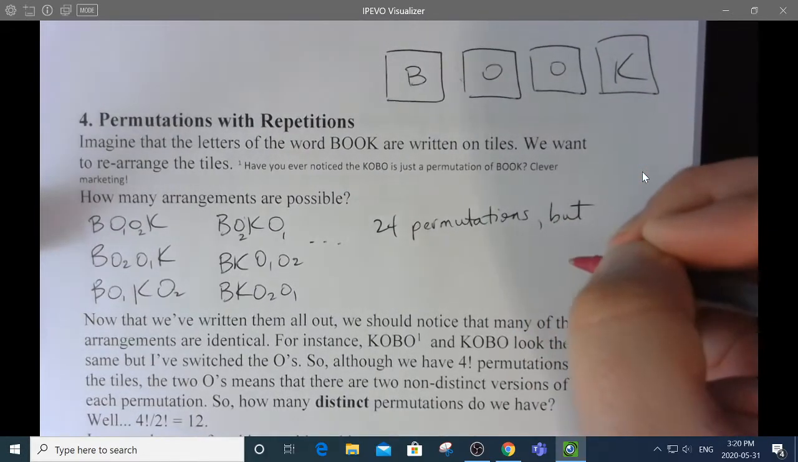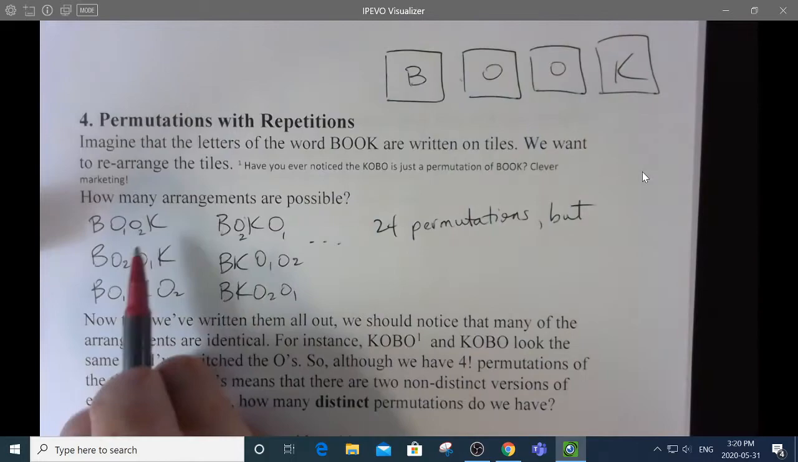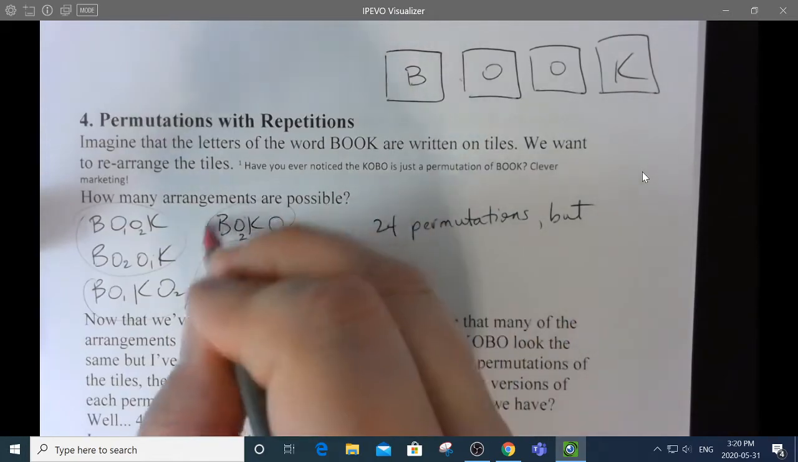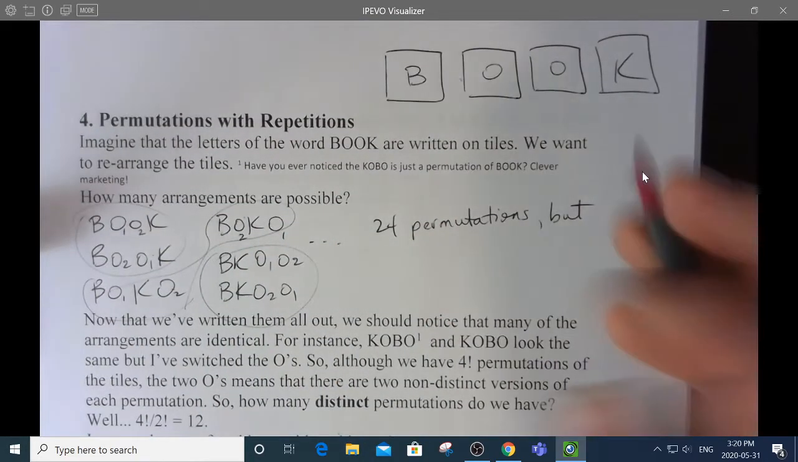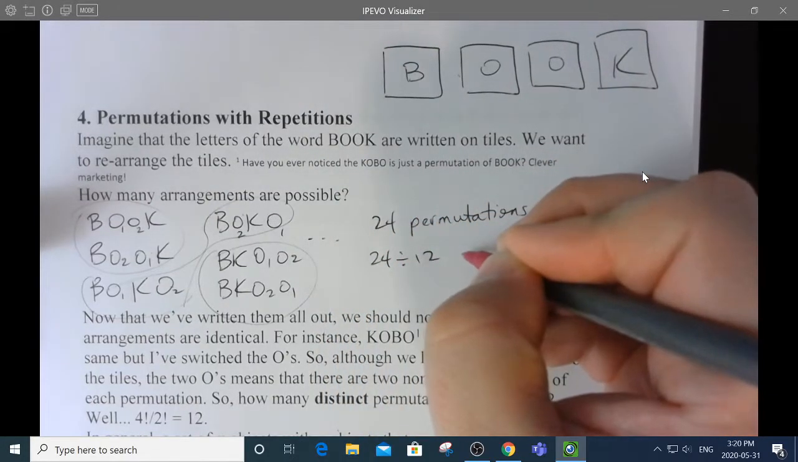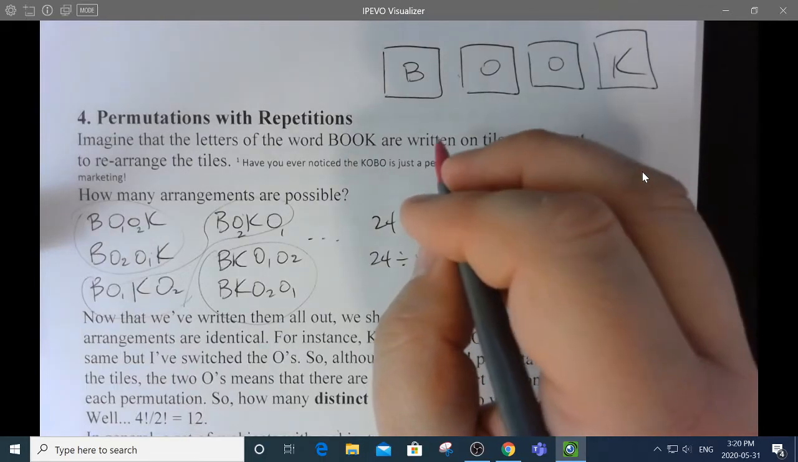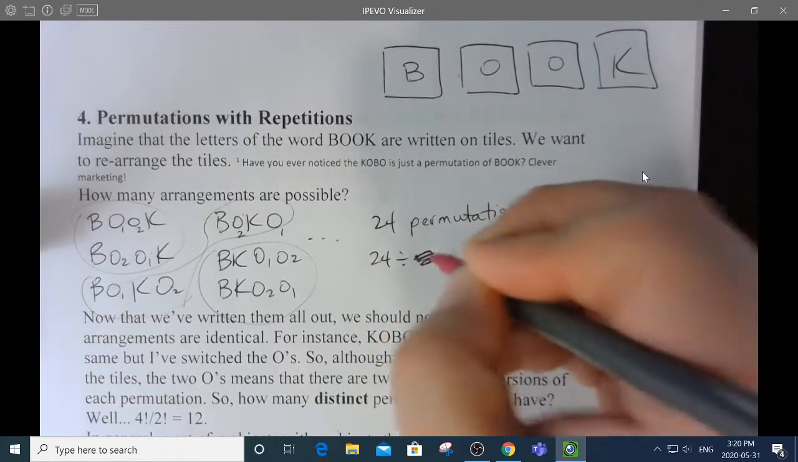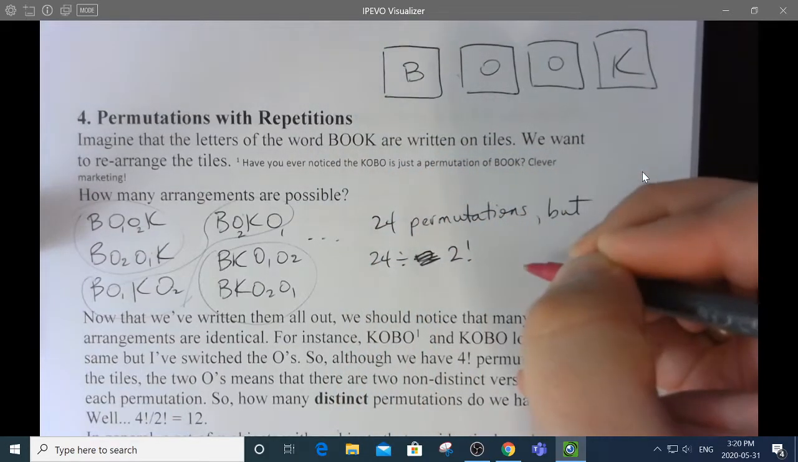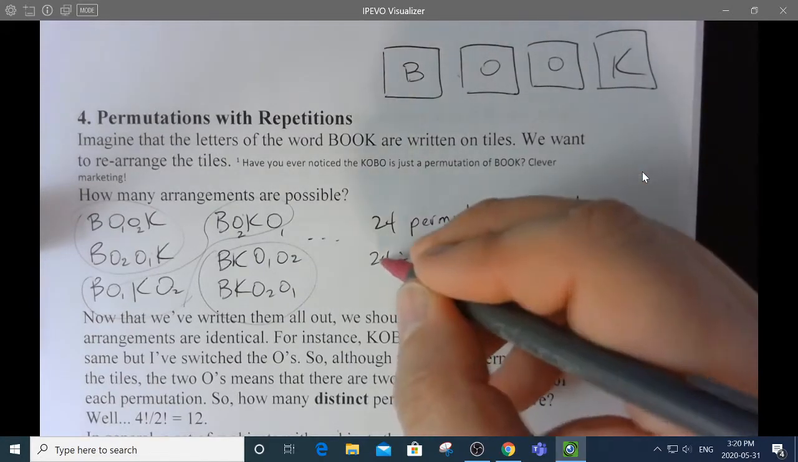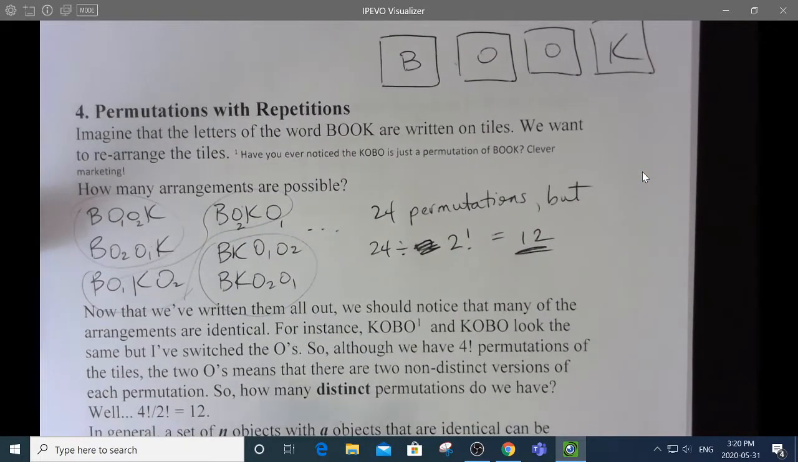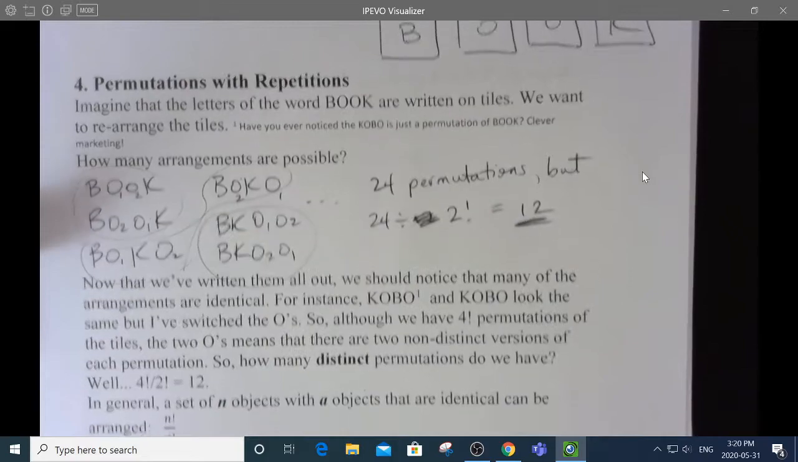But notice that there's 12 pairs that are the same. This word and this word are not going to be any different. This word and this word are going to be the same, and these 2 words are the same. So it's actually 24 divided by, sorry, not 12. That's the answer. It's 24 divided by 2 factorial, which is actually going to be 24 divided by 2, which is 12. In general, notice this says the same thing we just talked about, right?